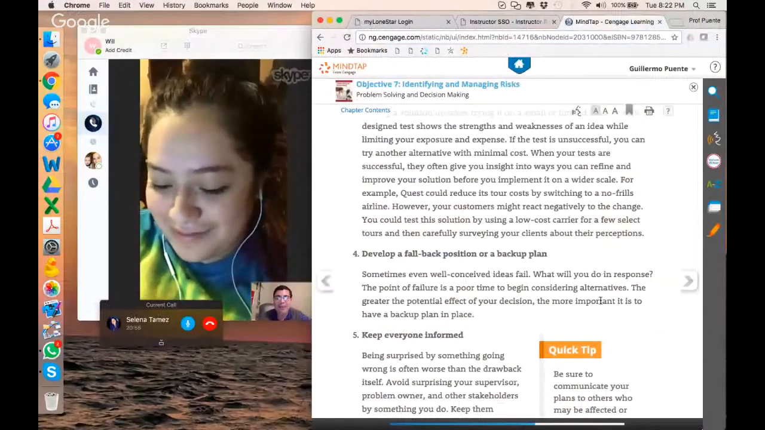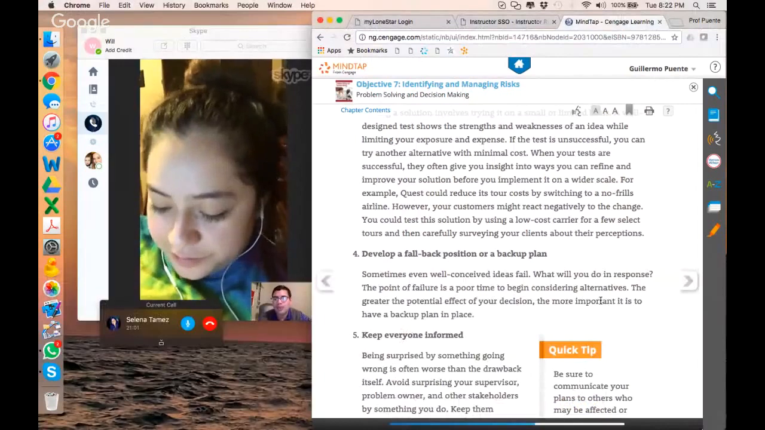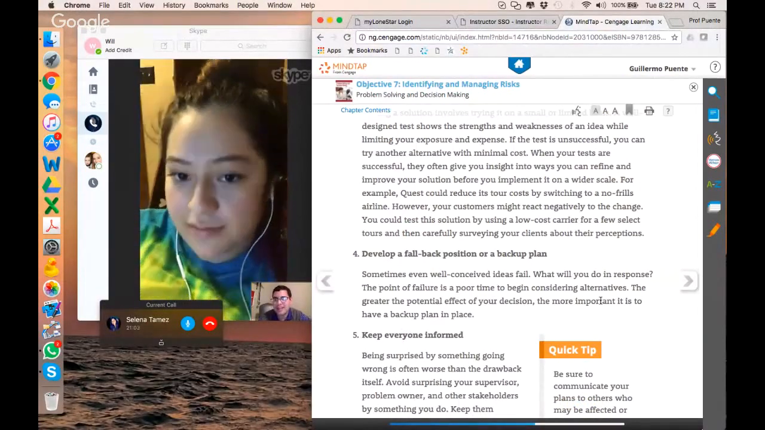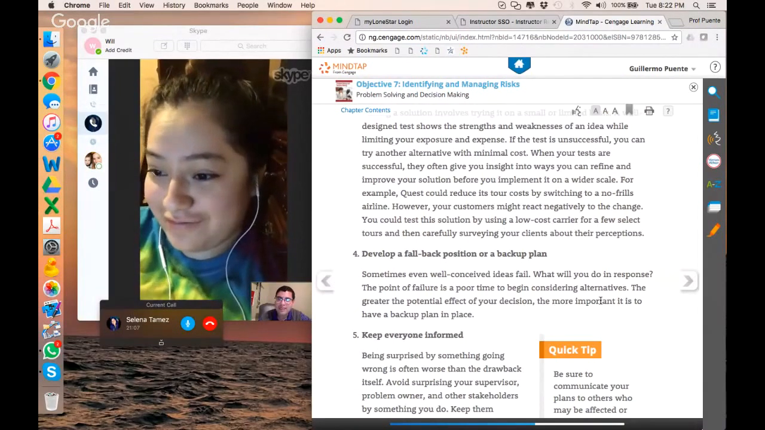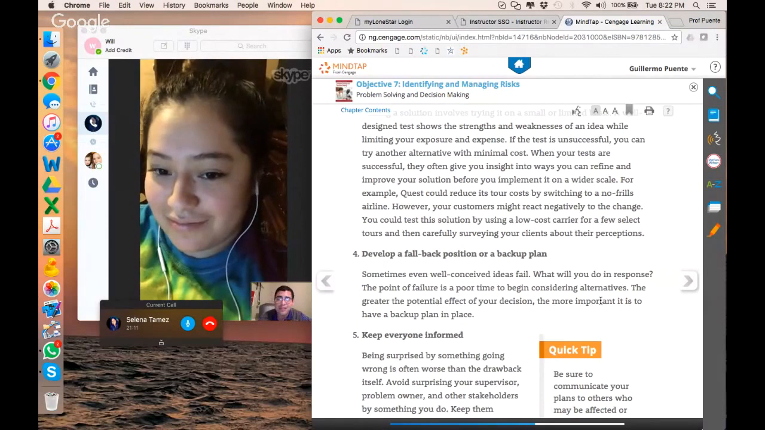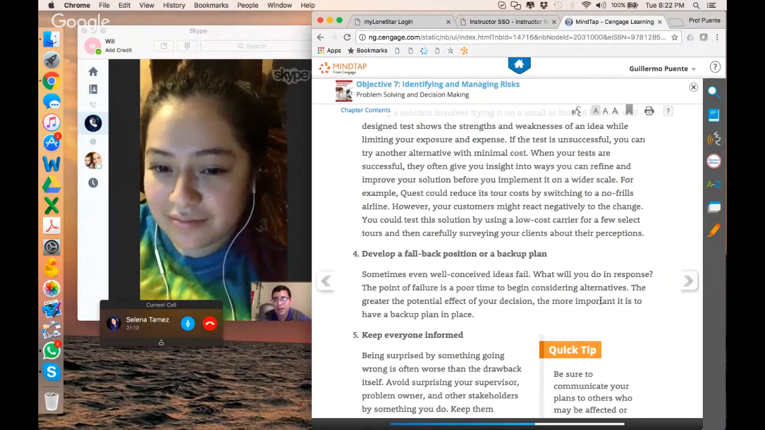Develop a fallback position or backup plan. This is something people don't usually do. Let's be honest, Selena, when's the last time you made a backup plan? I do not remember. You don't ever think, I'm going to go somewhere, but my backup plan is to go somewhere else. No, you don't. But for the big life decisions or the big business decisions, you better have a backup plan.